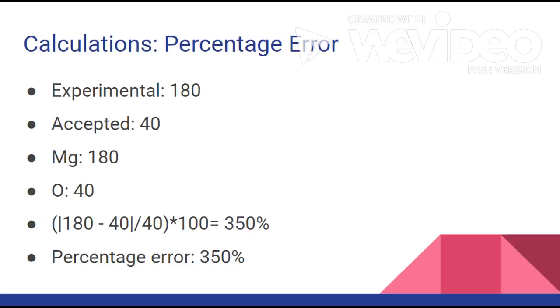Calculations of percentage error. I subtracted 180 minus 40 and found the absolute value of that, divided by 40, times 100, which equals 350, which was our percentage error.